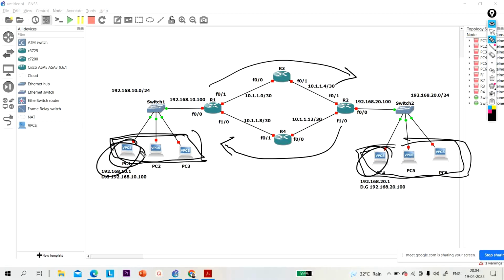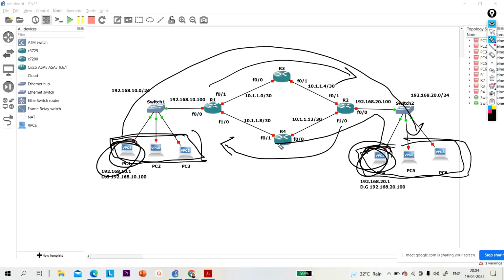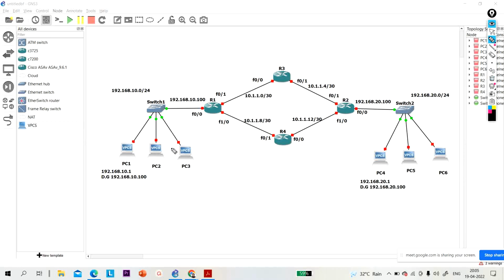whenever 10.1 pings 20.1, your request must go via R3, and when this machine generates the reply, that reply must go via this path. So this is just load balancing in static routing, how you can perform load balancing. It means all requests will go via R3 and replies will come via R4. So both links, both paths will be used.